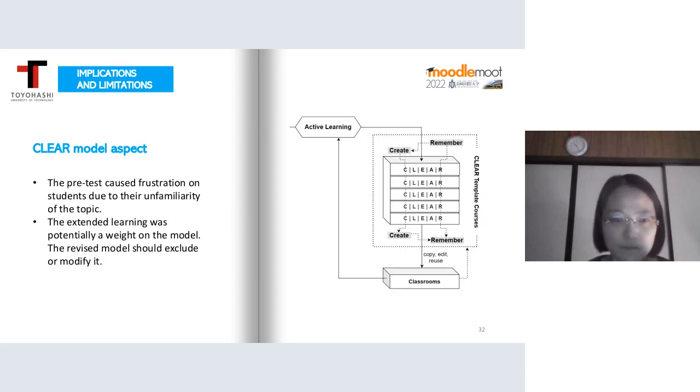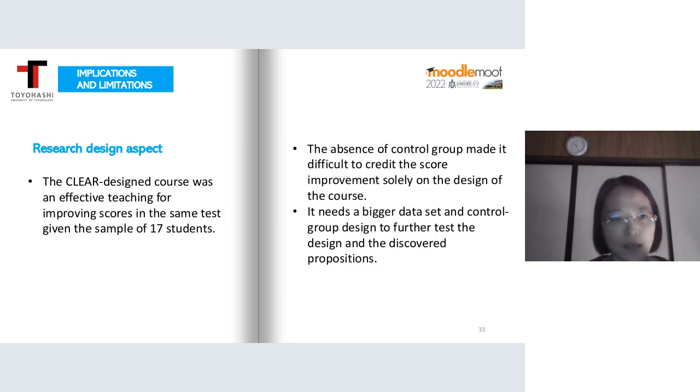Students hated the pre-test because they had no idea about the topic and they performed miserably in the test. That made them very frustrated. So that's something that needs to be reconsidered. Another thing is that the extended learning was not much used by students, suggesting it can be an actual weight on the model. So in the revised model, it should be considered as well.